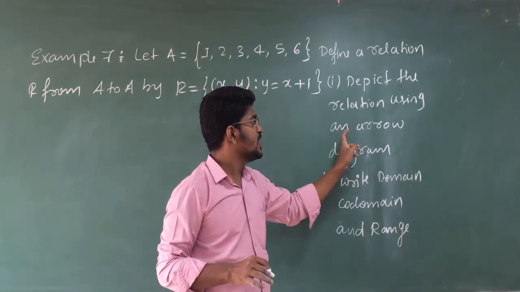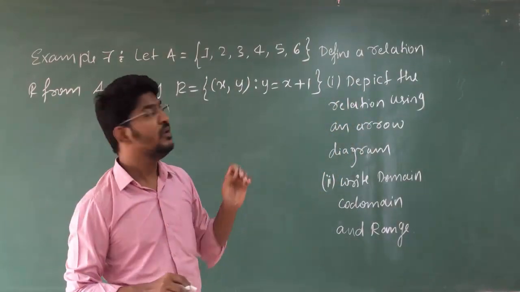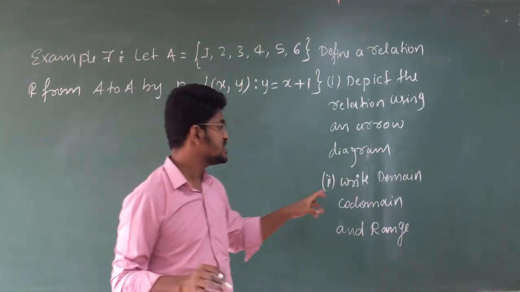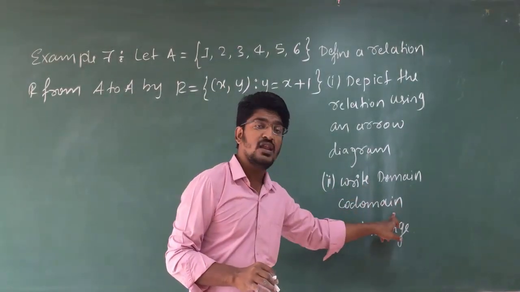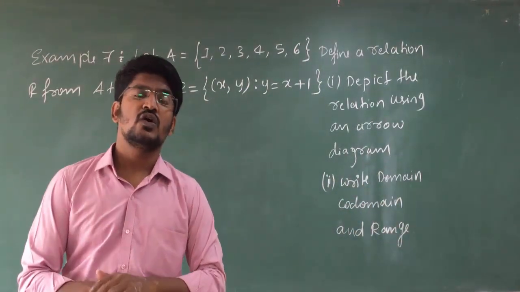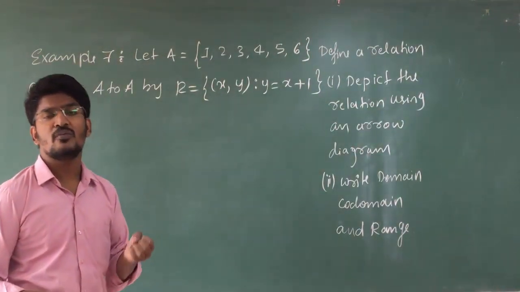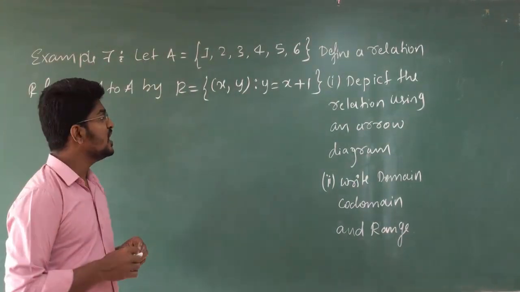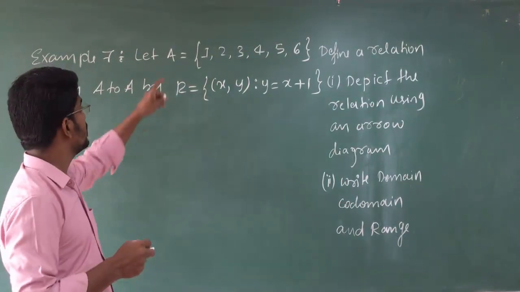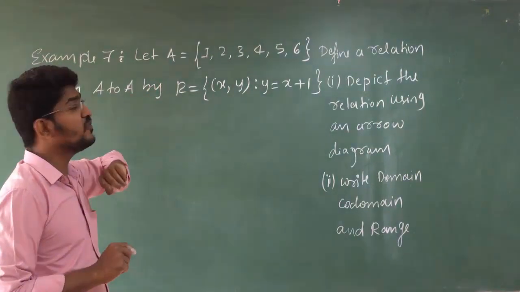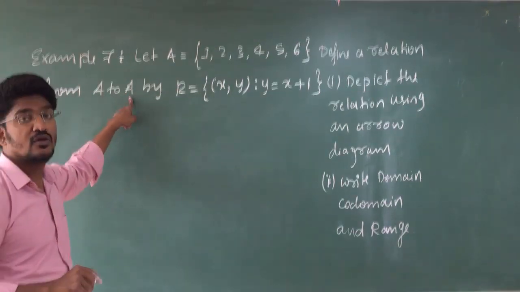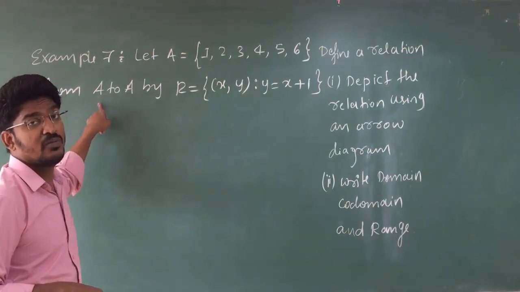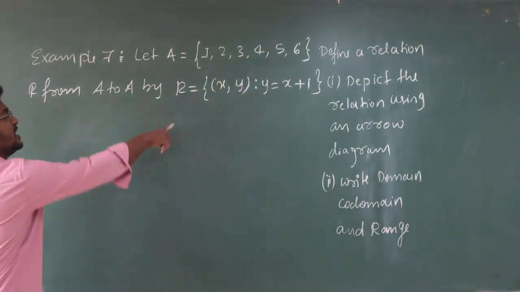After solving this relation, the first question is, depict the relation using an arrow diagram. So by using an arrow diagram, you have to write this relation. Already we have discussed what an arrow diagram is. Next, write domain, codomain and range. Codomain means the complete second set of A cross B. Here they have not given two different sets, but only one set A, and they are defining the relation from A to A. So first let us solve this R.